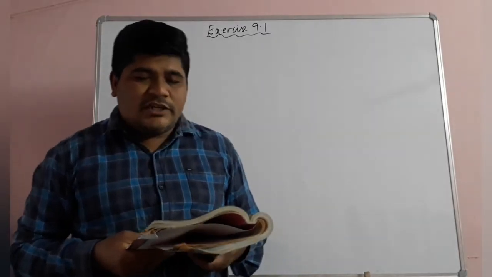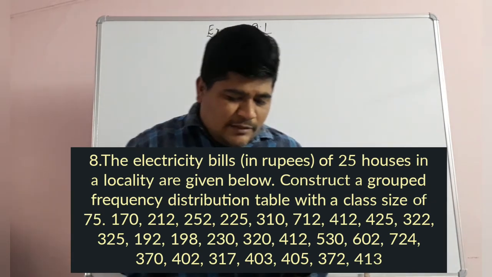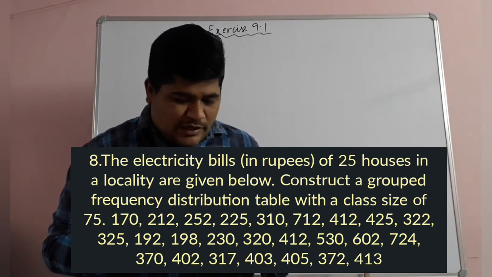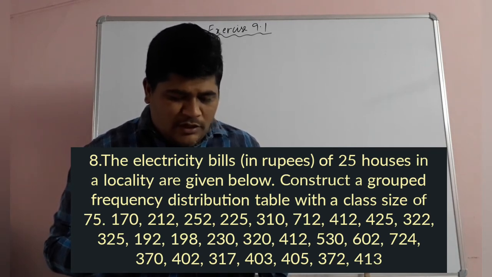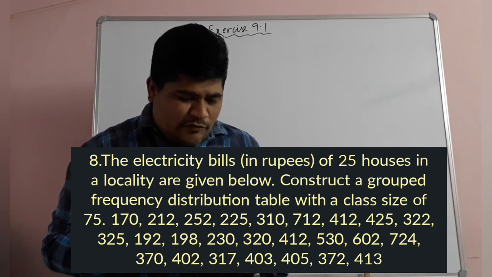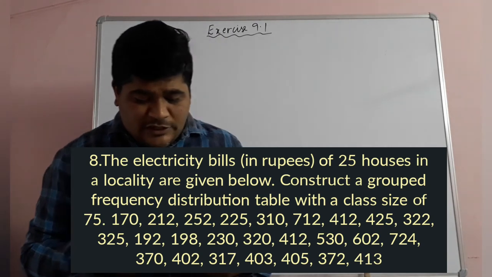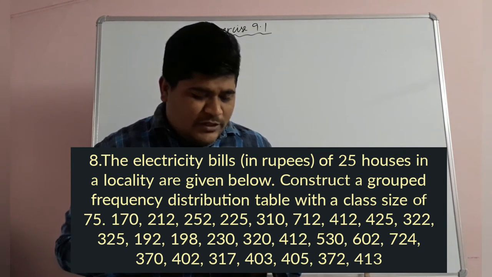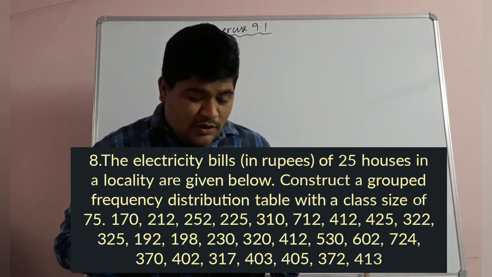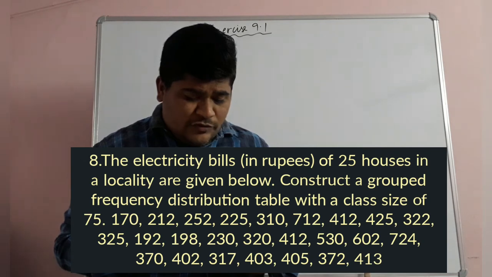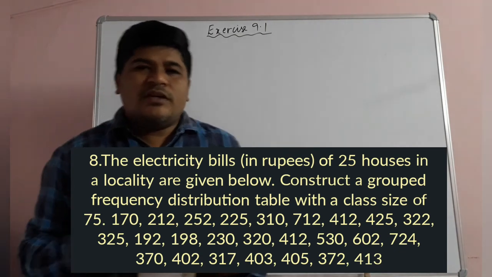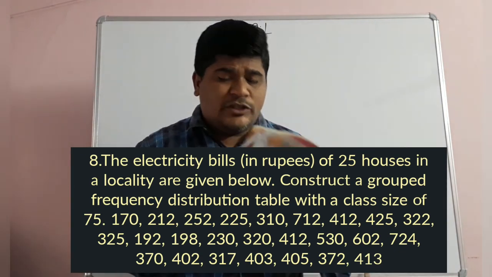Children, now see question number 8. The electricity bills in rupees of 25 houses in a locality are given below. Construct a grouped frequency distribution table with a class size of 75. The bills are 170, 212, 252, 225, 310, 712, 412, 425, 322, 325, 192, 198, 230, 320, 412, 530, 602, 724, 370, 402, 312, 403, 405, 372, 413. These are the electricity bills, children. So we need to draw a frequency distribution table for this data.